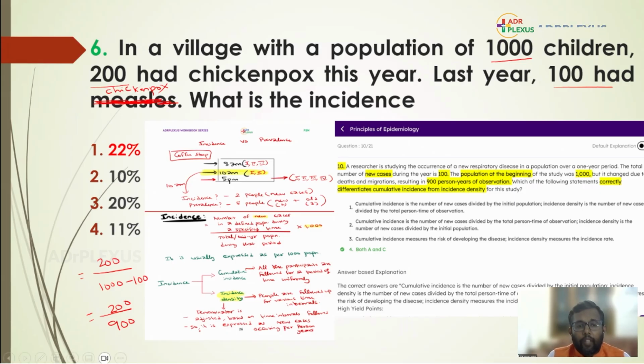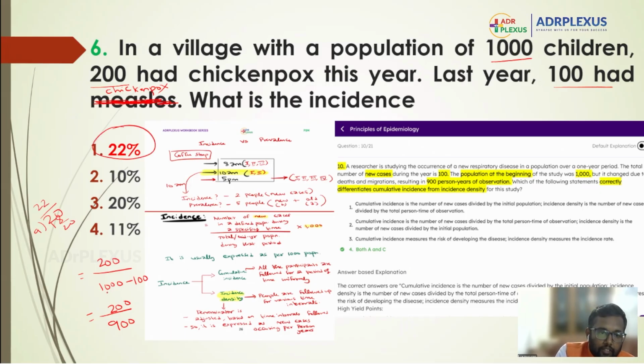So this is how we can get the incidence. 200 by 900. So 2 nines are 18, 2 nines are 18. So it is 22%. So you should not have put it as 1,000. In case you have put it as 1,000, it would come as 20%, but it is the wrong answer.